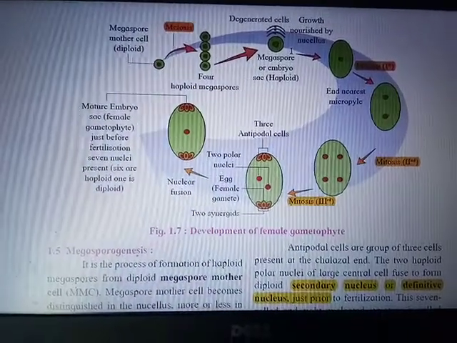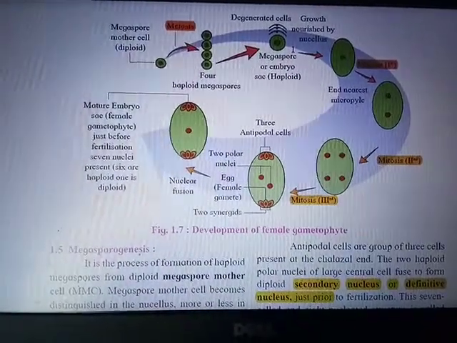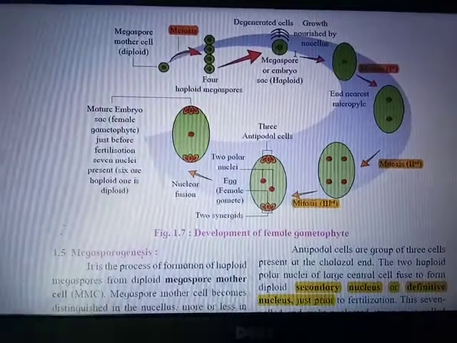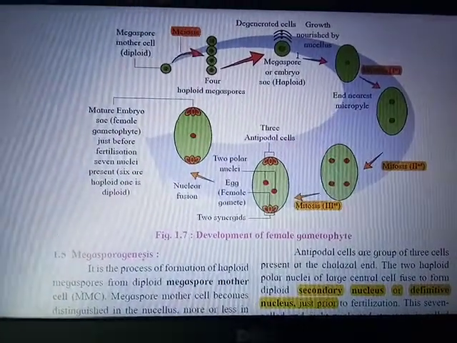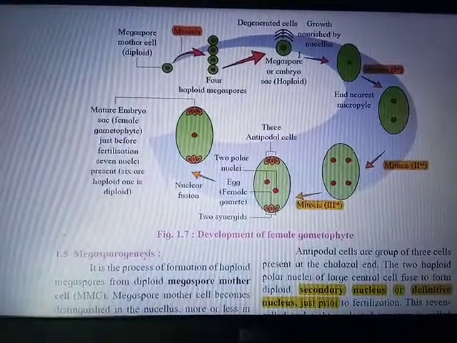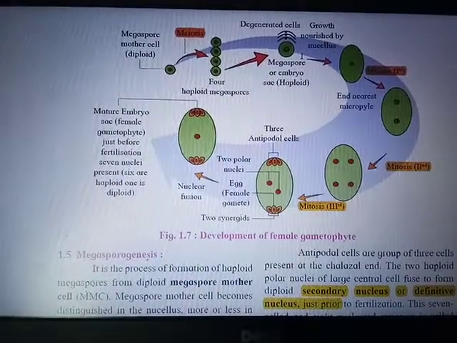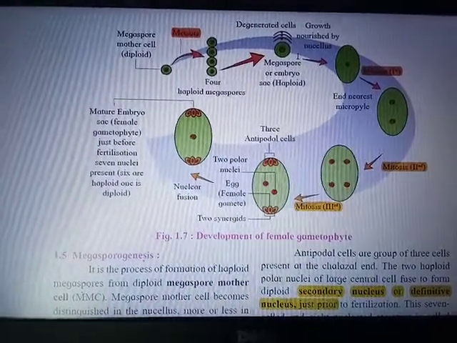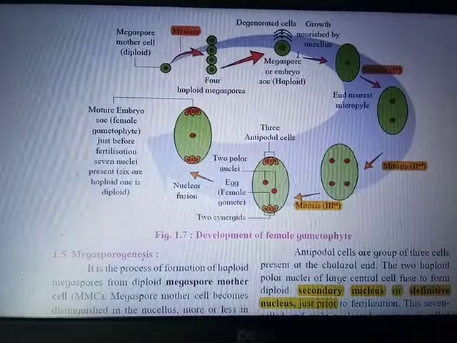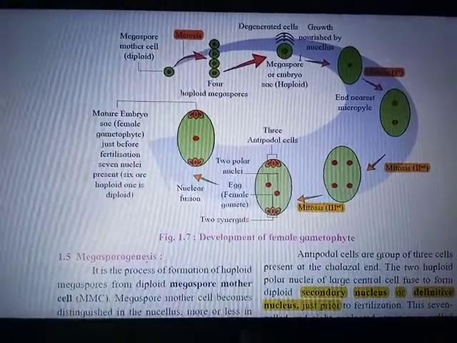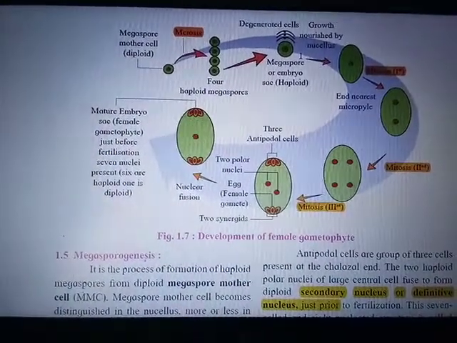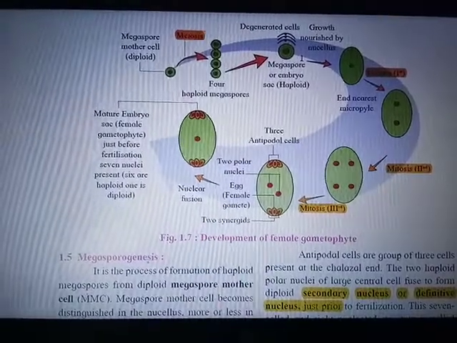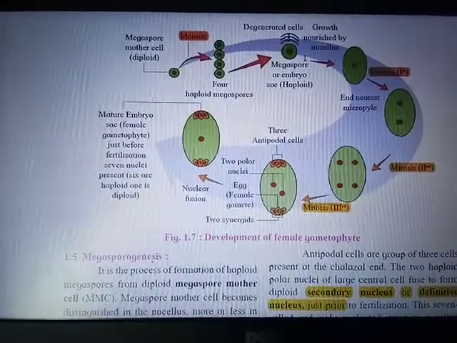Hello students, today we are going to study megasporogenesis. In the previous lecture we studied the structure of the ovule, and this ovule in angiosperms is an anatropous ovule, which is downwardly directed and has two ends, the micropylar end and the chalazal end.